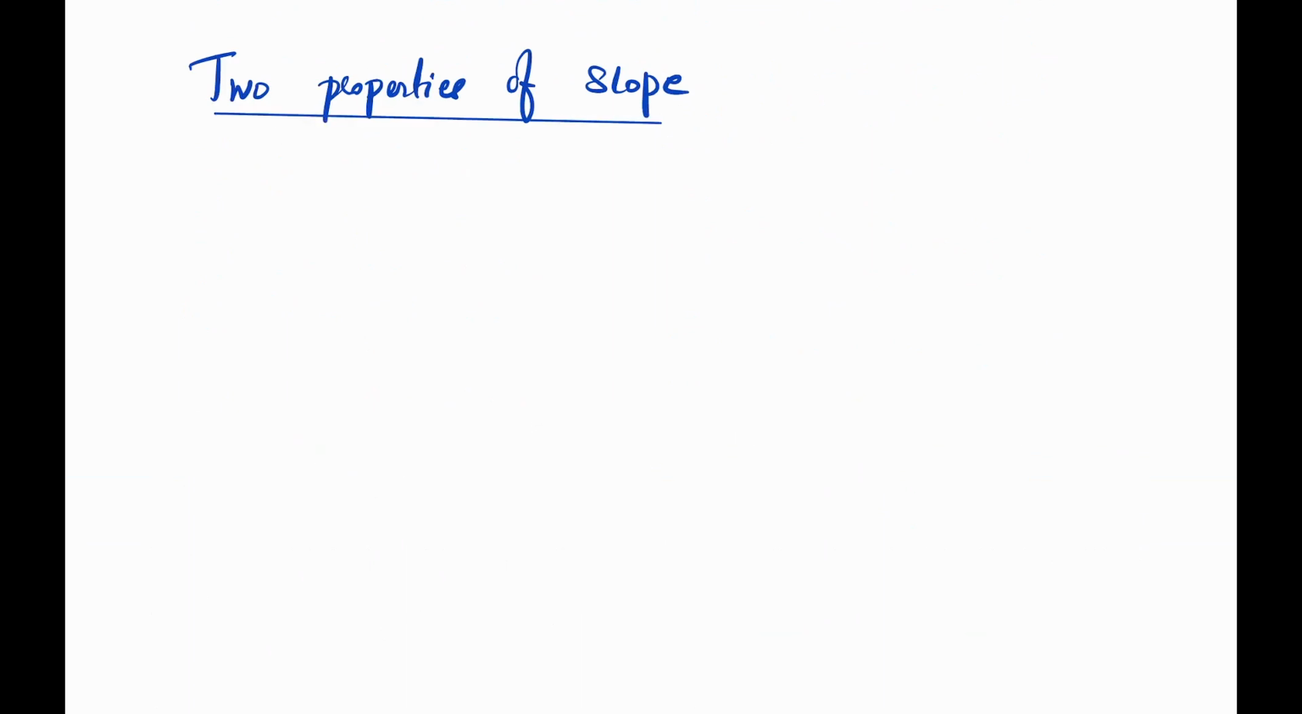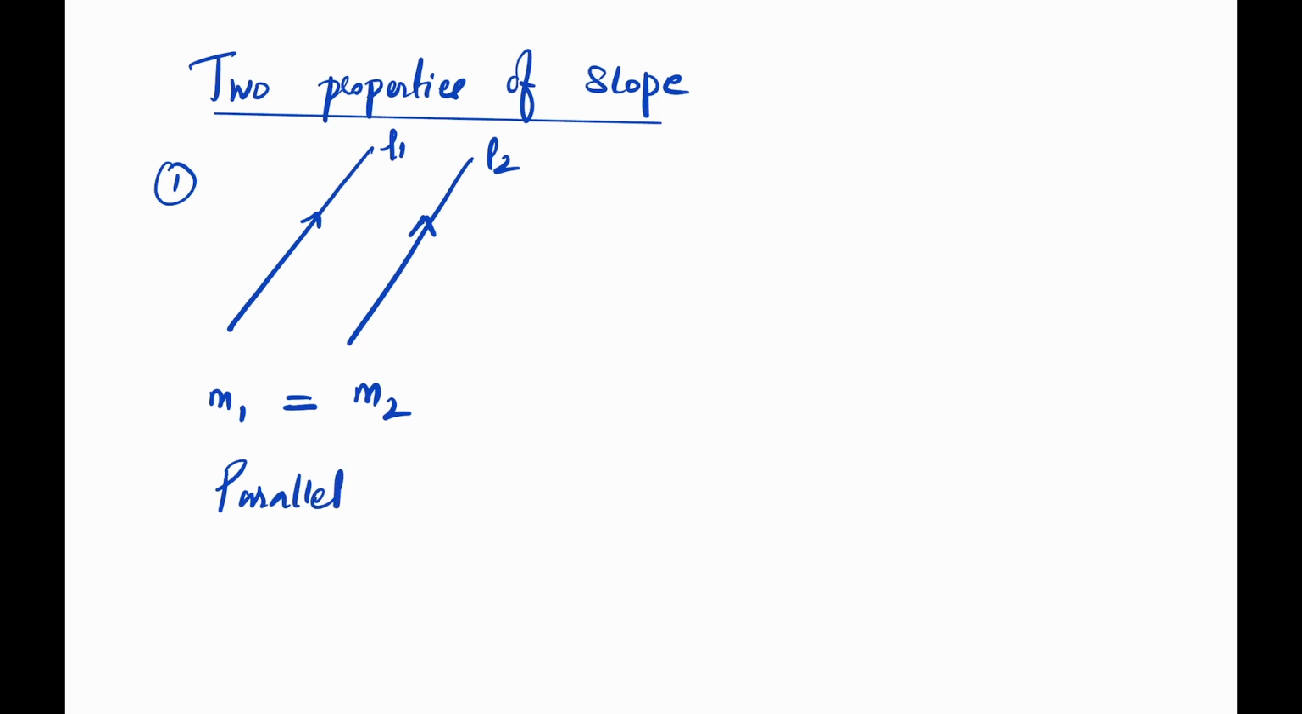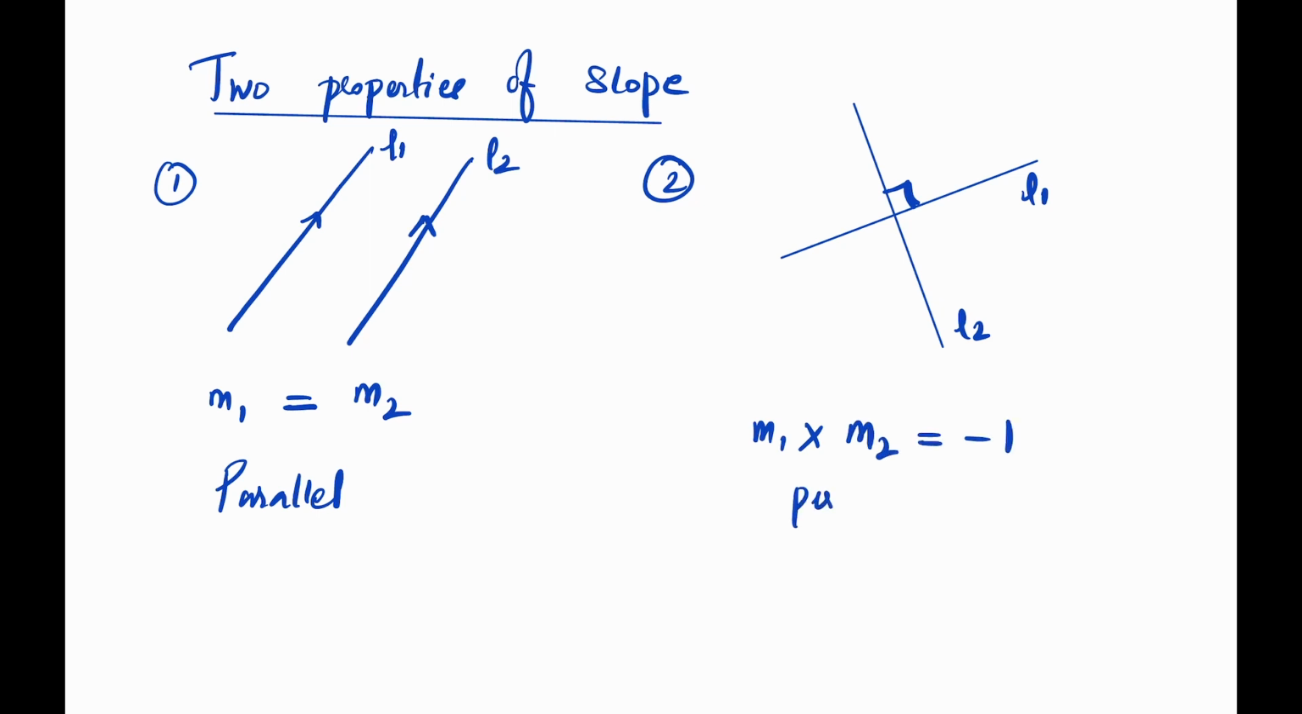There are two properties of slope. The first one is when the lines are parallel to each other. So if you take one line, L1 and L2 are parallel to each other, then in this case, if you take the slope of L1 as m1 and the slope of L2 as m2, then both are equal. So this is a condition when the lines are parallel to each other. The second condition is when the lines are perpendicular to each other. So let's take this as L1, then L2, and if they are perpendicular to each other, then in that case, m1 into m2 is equal to minus 1. That is when they are perpendicular to each other.